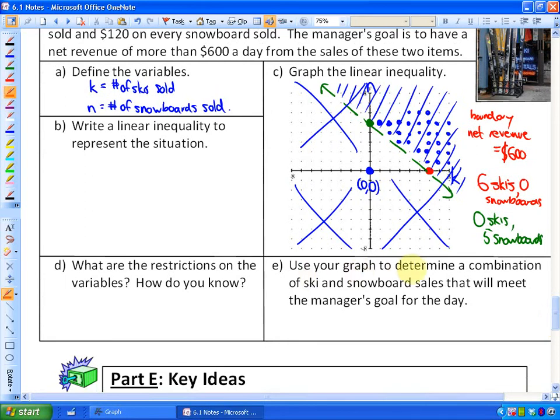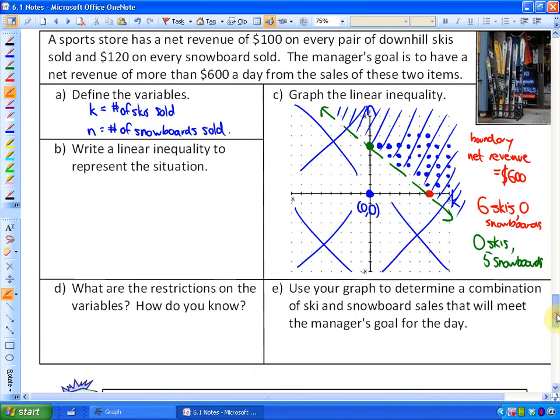Part E says, use your graph to determine a combination of ski and snowboard sales that will meet the manager's goals. Well, any of these dots will. So let's look at this dot, for example. That dot there in orange would be equivalent to 4 sets of skis and, sorry, 6 boards. So 4 skis, because that would be $400, and 6 boards would be equivalent to $720, and that's a total of $1,120. That meets the manager's goals.